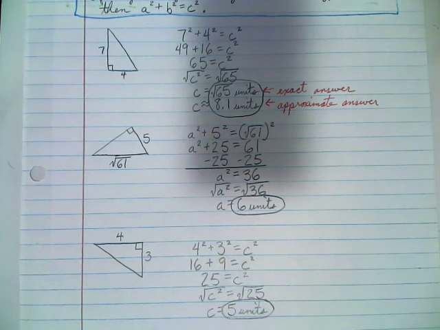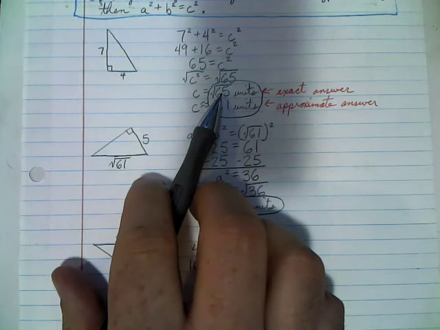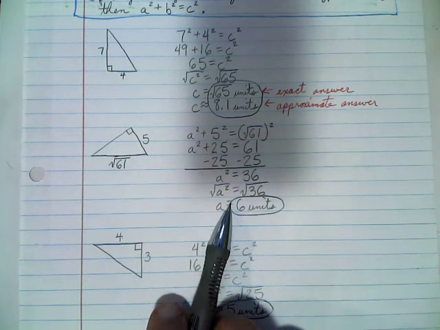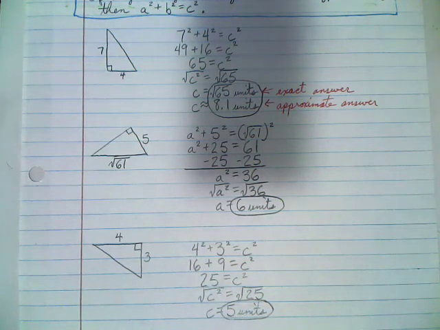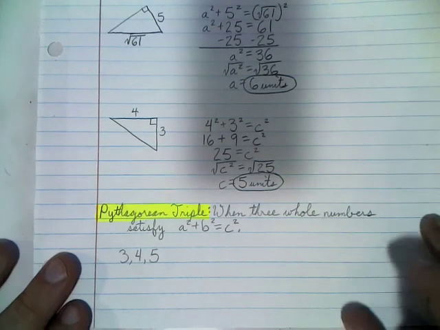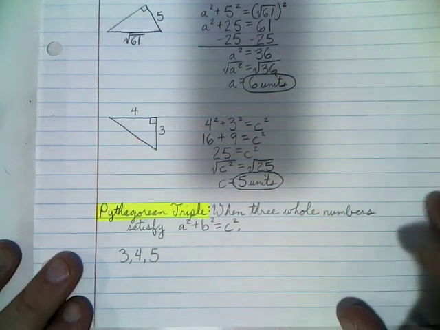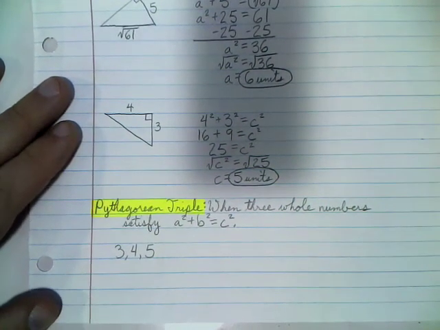So ladies and gentlemen, this one is special compared to the other 2. If we look at the other 2, I had 2 rational length sides and then an irrational length side. Same thing here, I had an irrational length side and then 2 rational length sides. But here, all 3 of these are rational. All 3 of these, in fact, are whole numbers. And so when this occurs, this is what's called a Pythagorean triple. A Pythagorean triple is any time we find 3 whole numbers that satisfy a squared plus b squared equals c squared.